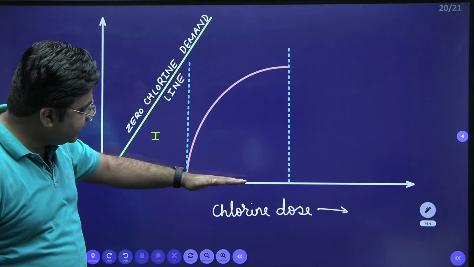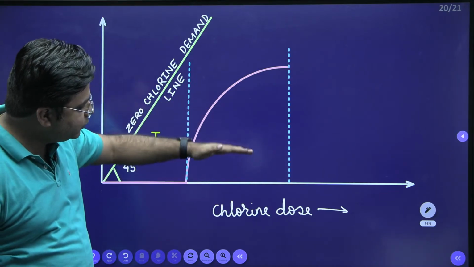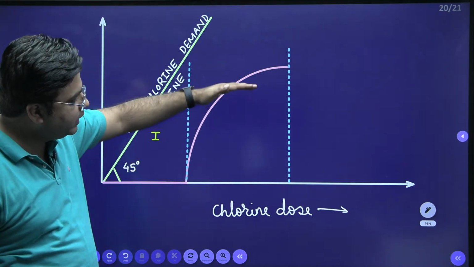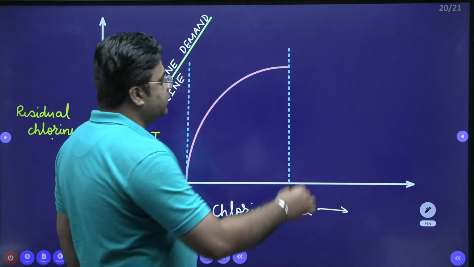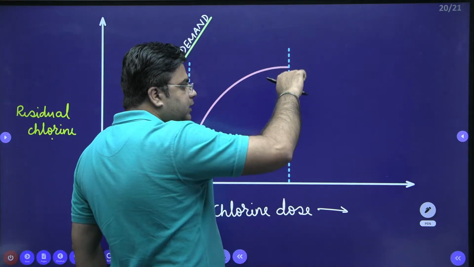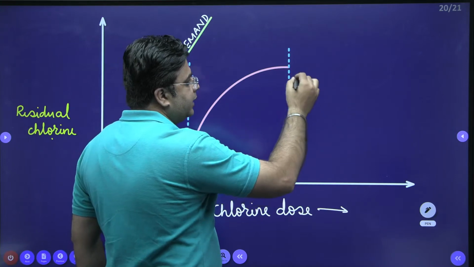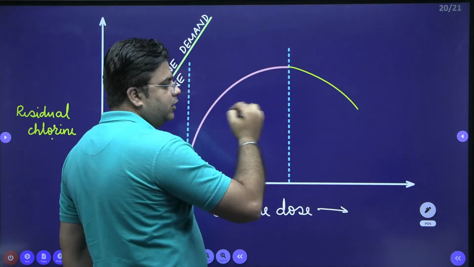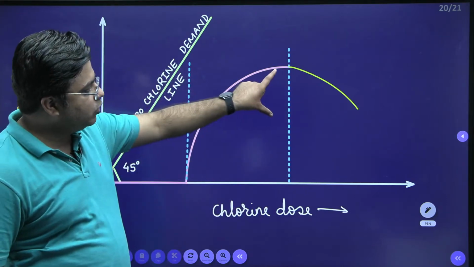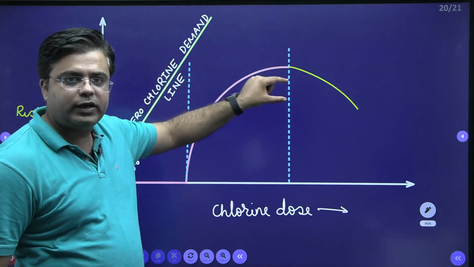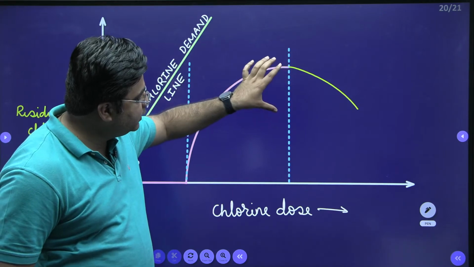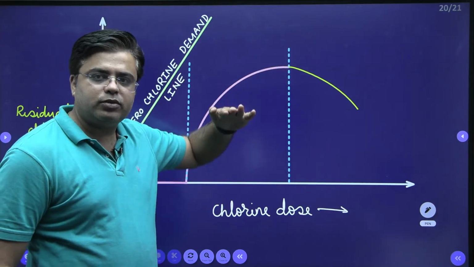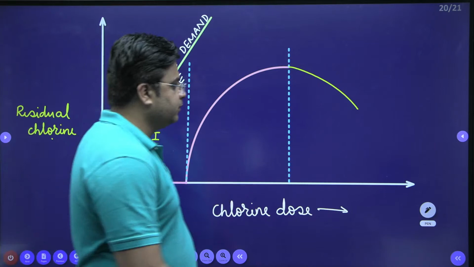Here, continuous chloramines are getting formed, that's why the quantity of residual chlorine keeps on increasing. But beyond this point, these chloramines now carry out the disinfection and they get used up. So, you will see a reduction in the residual chlorine because these chloramines are now carrying out the disinfection and are getting used up. So, residual chlorine will decrease.